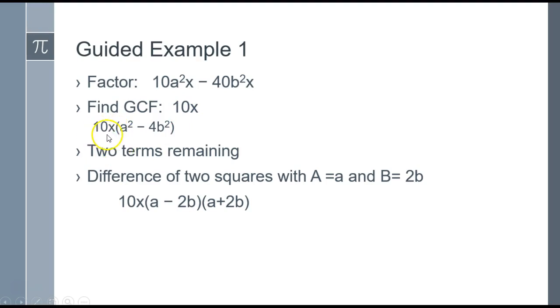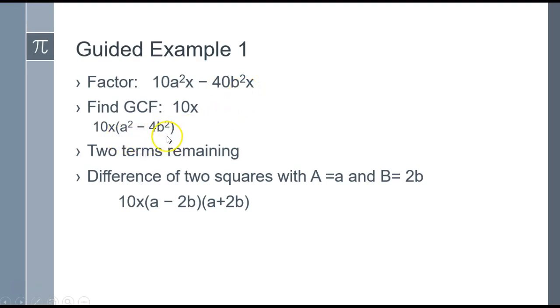I put that out here, and then what goes in here is 10a squared x divided by 10x, which would leave me with an a squared. Or the other way to look at it is, what do I need to multiply by 10x to get what I started with in that first term, that 10a squared x. And then for the second term, 4b squared times 10x will give me 40b squared x.